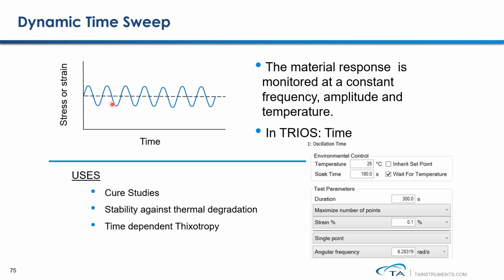Examples of using this procedure are to monitor sample curing or to monitor sample stability against thermal degradation. Time sweep experiments are also used to study your sample's thixotropic behavior.